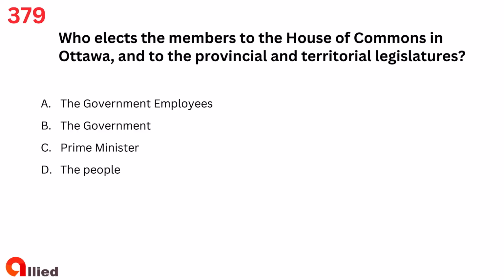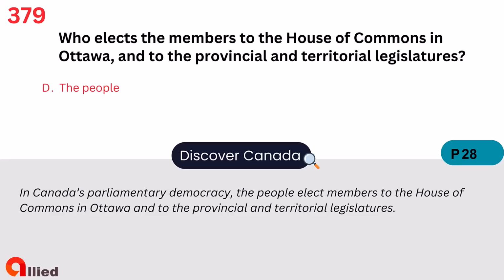Question 379. Who elects the members to the House of Commons in Ottawa and to the provincial and territorial legislatures? A. The government employees. B. The government. C. Prime Minister. D. The people. The answer is D.